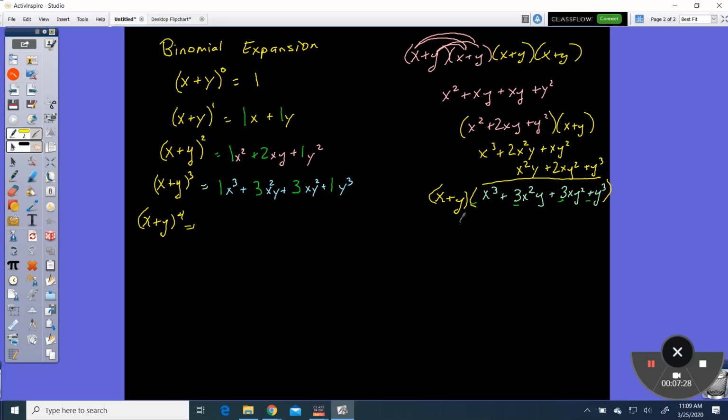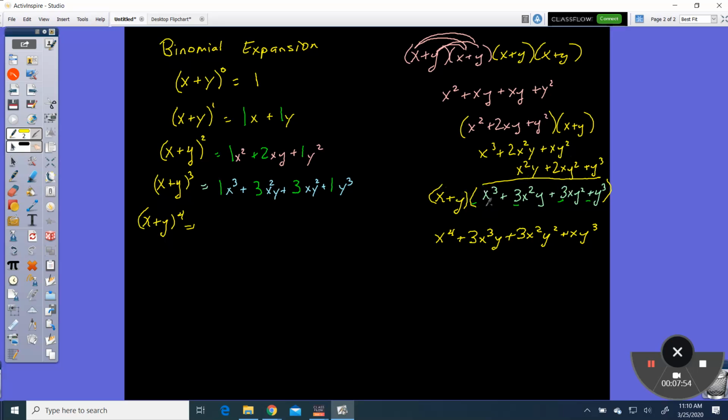So now I distribute this x to all 4 of these blue terms. So x times x cubed makes x to the 4th. X times 3x squared y, well, the x's go up by 1, so 3x cubed y. X times 3xy squared, there's 1 x being multiplied to that, so that makes 2 of them, so 3x squared y squared, and x times y cubed makes xy cubed. So that was the x's being distributed to all 4 of those blue ones.